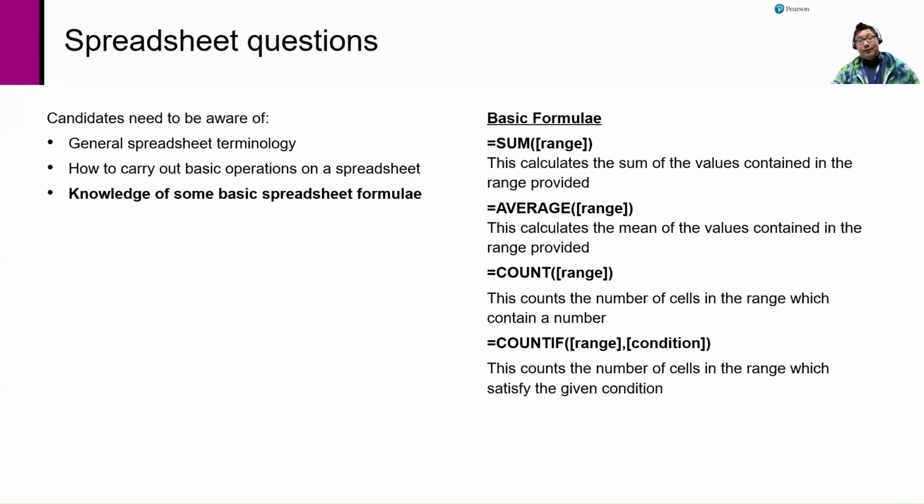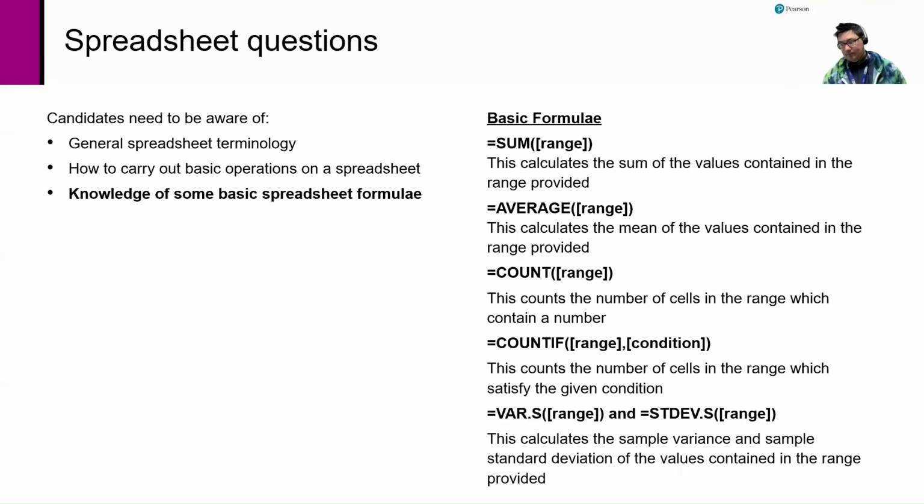You could go for count if, that's a very useful one to go for. That one is when you can specify your own condition. So you can say count how many cells there are that satisfy this particular condition.